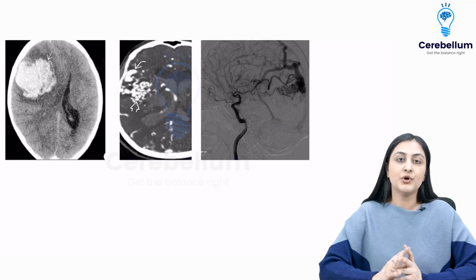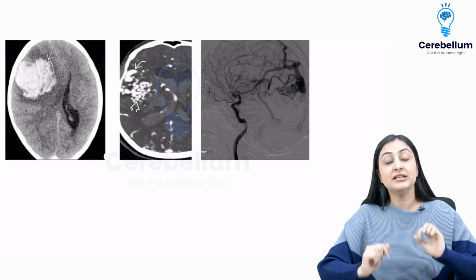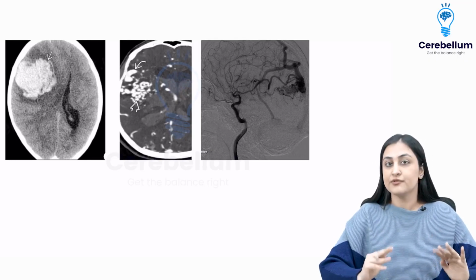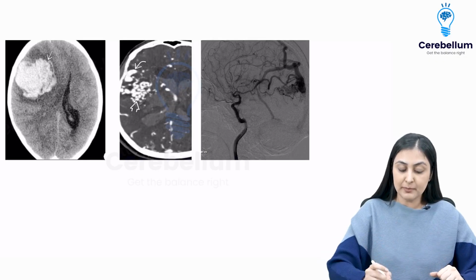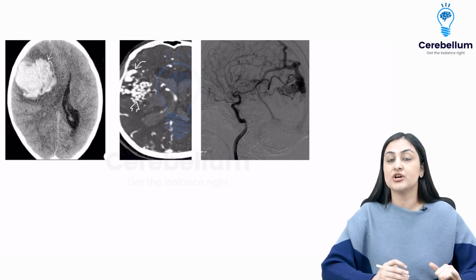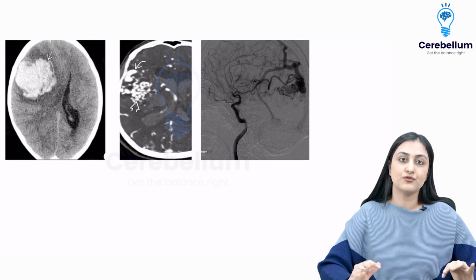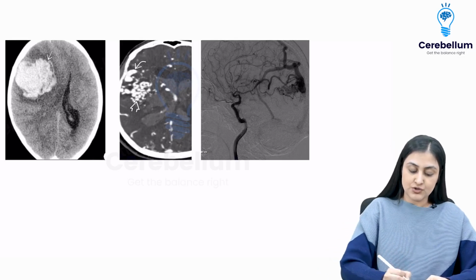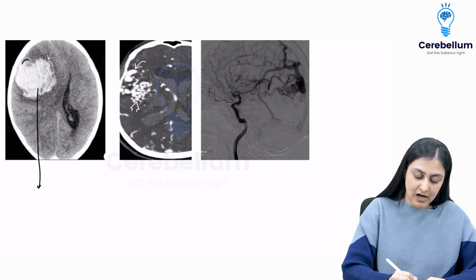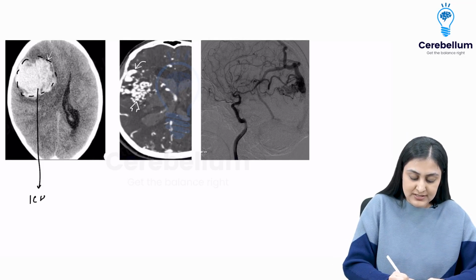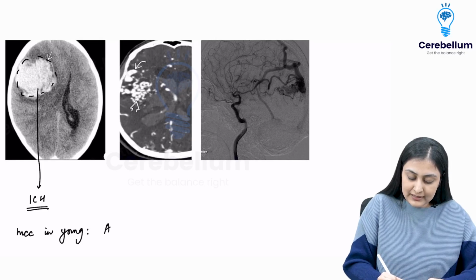Now we talk about a cause of intracranial bleeding in the young. In the elderly, we have seen it's in the putamen because of hypertension, whereas in young patients, the most common cause of intracranial bleeding is AVM. AVM stands for AV malformation. What we see here is a large focus of acute hemorrhage inside the cortex. This is intracranial hemorrhage. The most common cause in young patients is called AVM.